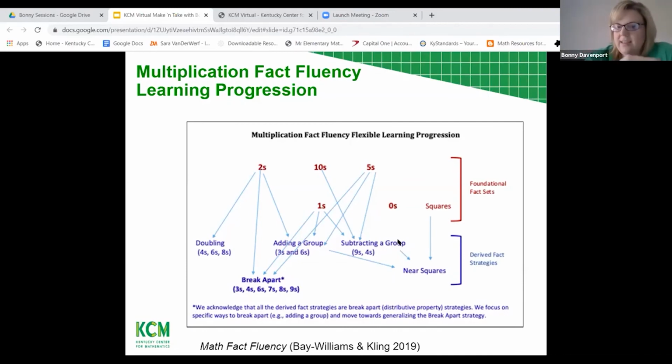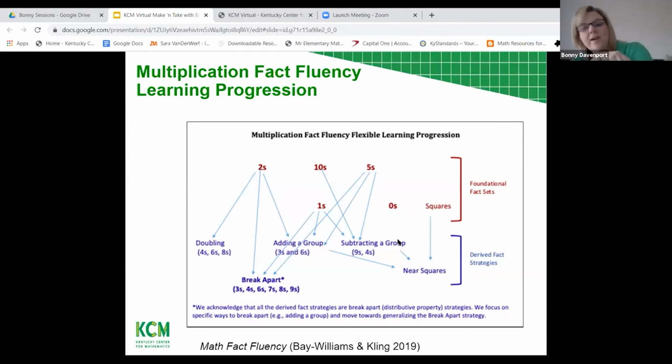And then I thought it was interesting that the next set was the 1s and the 0s, because kids can get confused on those, and it doesn't really make sense unless we put it into context for them. Like 1 pack of gum with 5 sticks in it is 5, or 3 boxes with 0 cereal in it is 0. So we have to really give them a contextual element to learning those different kinds of facts. And then the squares, 3 times 3, 4 times 4, come in within that continuum.